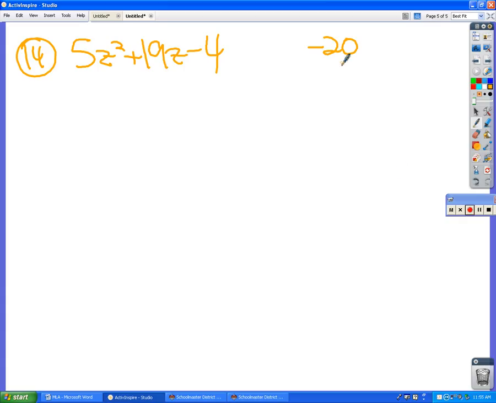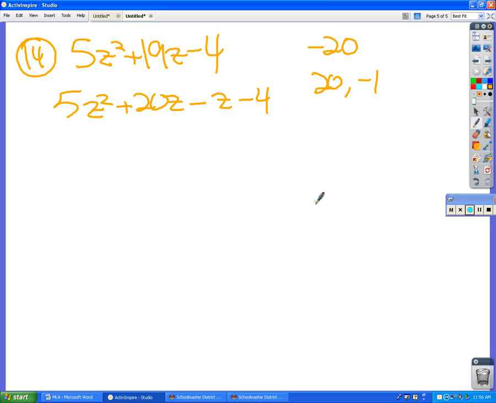So if I'm going to get 2 numbers that multiply together to be a negative number, what has to be true about the 2 numbers? One is negative and one is positive. Okay, so in this case, what are my 2 numbers? 20 and negative 1. Very good, because 20 times negative 1 is negative 20, and 20 plus negative 1 is 19. Okay, so that means we can break down the 19z into 20z minus z, and then we still have the 5z squared and the minus 4. Okay?